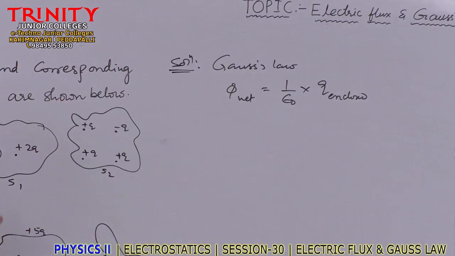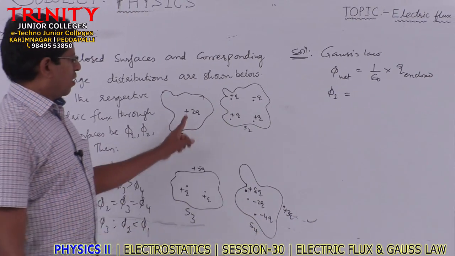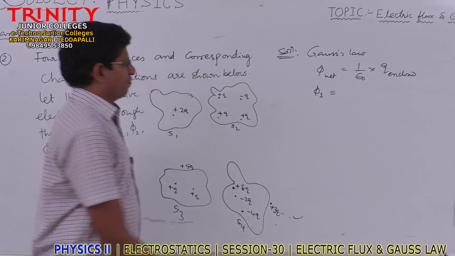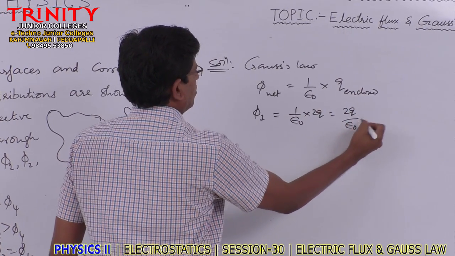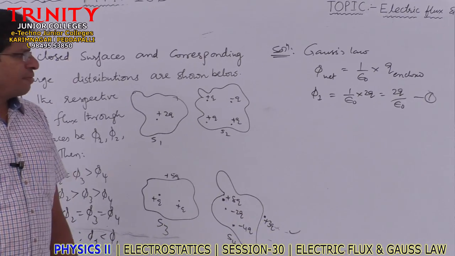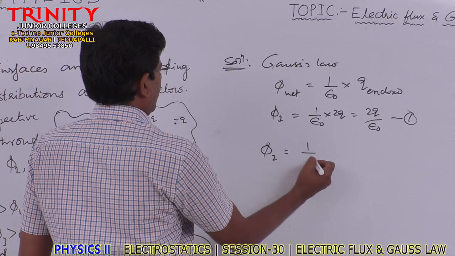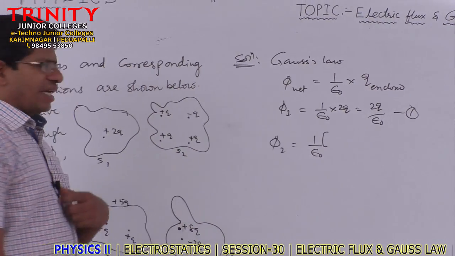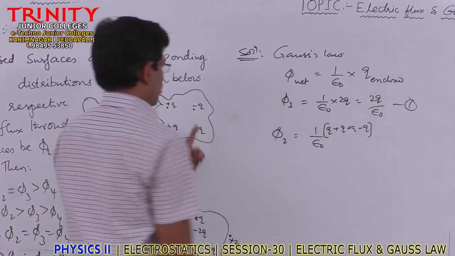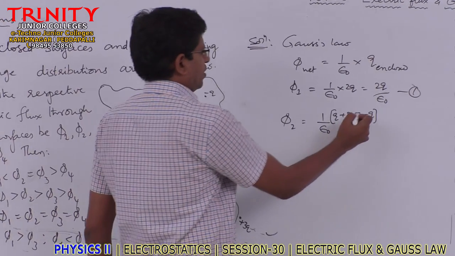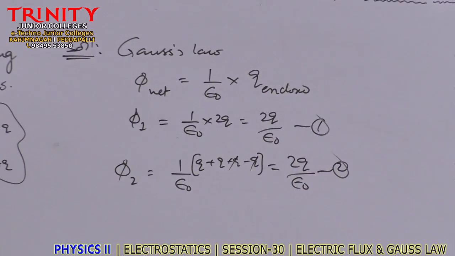Clear? Now, phi1, from the same concept. How much is the charge enclosed by this surface? 2q. So this is 1 by epsilon naught into 2q, or simply 2q by epsilon naught. Let us suppose this is equation 1. What about the second surface? 1 by epsilon naught times the charge enclosed, which is q plus q minus q. So one of the q cancels here, and you will get again 2q by epsilon naught. This is equation 2.